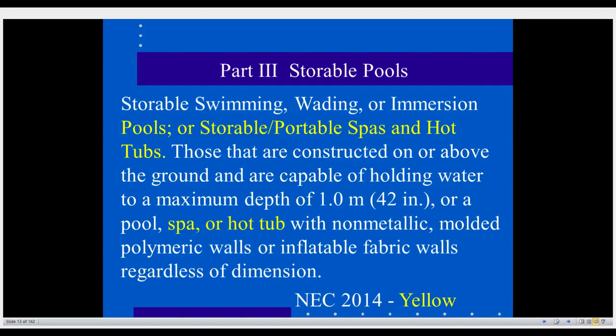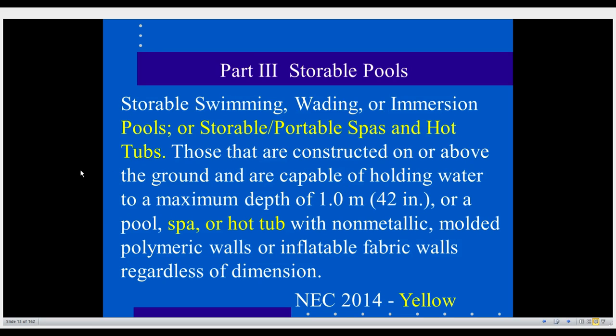What we're dealing with here is a storable pool. Now, what does it say? A storable pool, wading or immersion pool, or storable portable spas and hot tubs. They're those inflatable spas and hot tubs that you can see out there in the industry, which came on in the last couple of years. Those are constructed on or above the ground. So the first thing we have to understand is it's on or above the ground. It's not in the ground. And they're capable of holding water to a maximum depth of 42 inches.